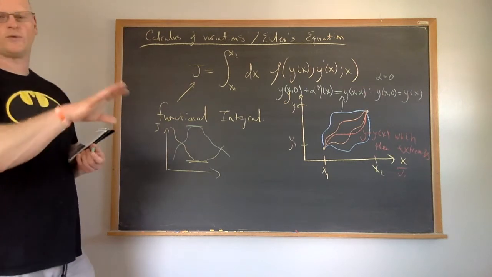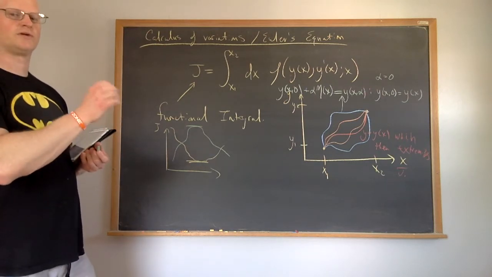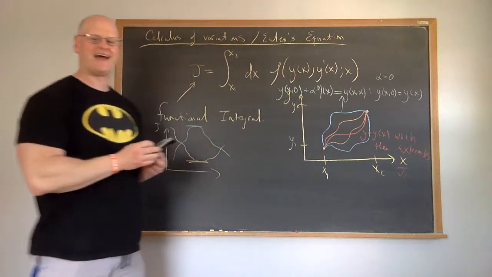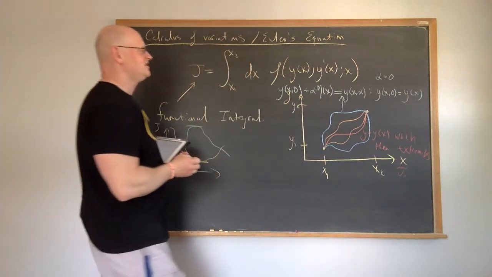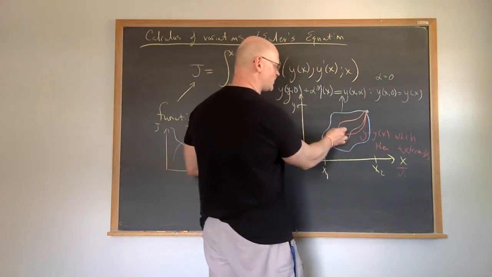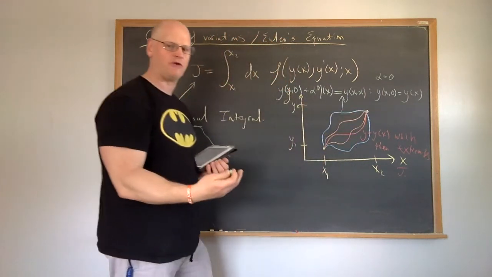So ultimately it doesn't matter what eta of x is. It's just some function which depends only on x and does not depend on alpha. So the idea is we're going to take each one of these different paths and parameterize each one by a different alpha value.